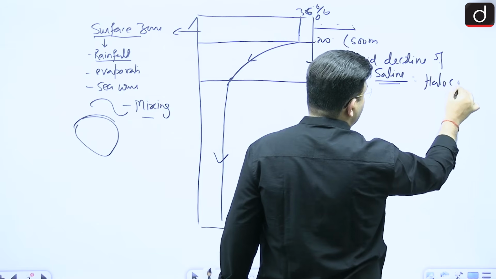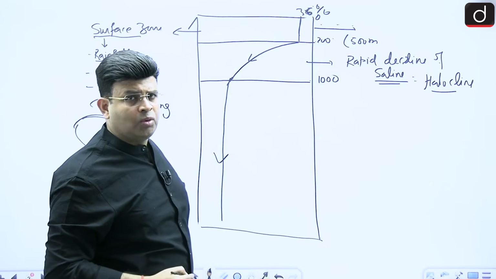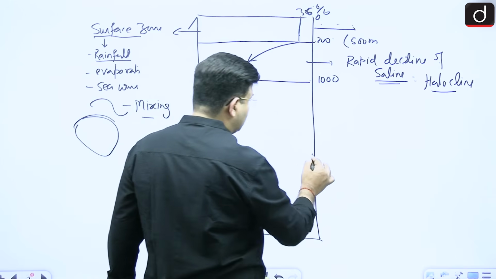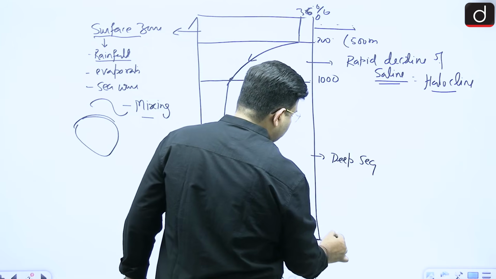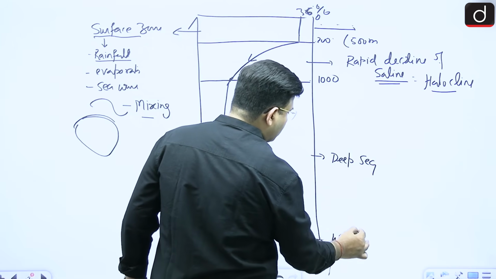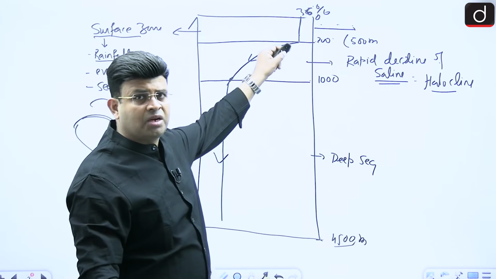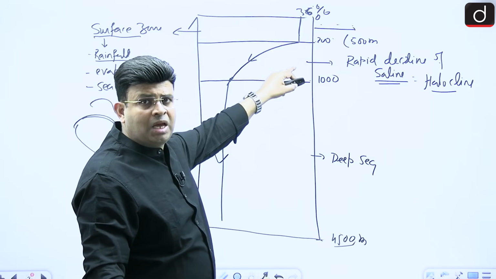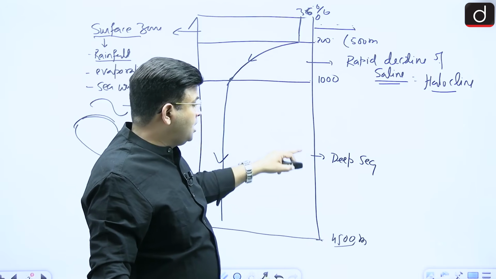Halo means salt, and cline relates to a rapid decline in salinity, so it is known as a halocline. After that comes the deep sea, where on average at about 4500 meter depth the salinity will remain the same. So there are three zones in the vertical: the surface zone, also called the surface layer or mixing layer, the halocline layer, and the deep sea.